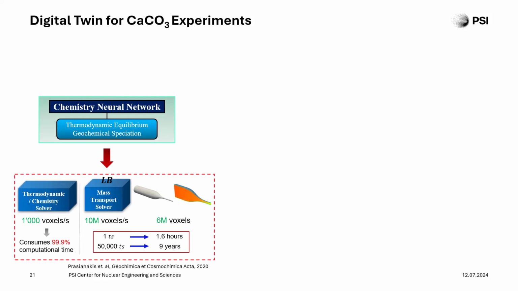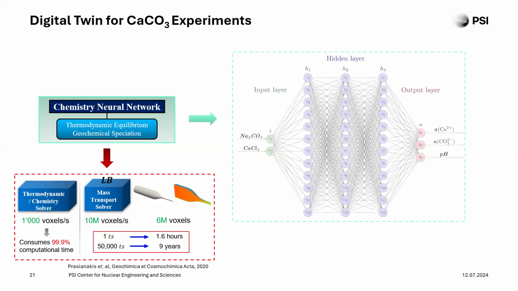But for our transport solvers, we can easily update more than 10 million work cells per second. So if we're directly coupling these two together, the chemistry part will consume 99.9% of the computational time, which makes it really impossible for us to perform actual 3D simulations. So how do we train such a chemistry neural network? We still need the traditional chemistry solver to pre-calculate samples that span the possible solutions to generate the training data set.